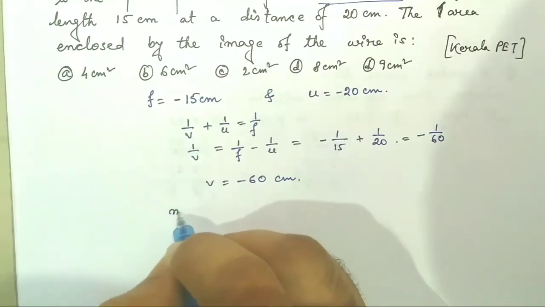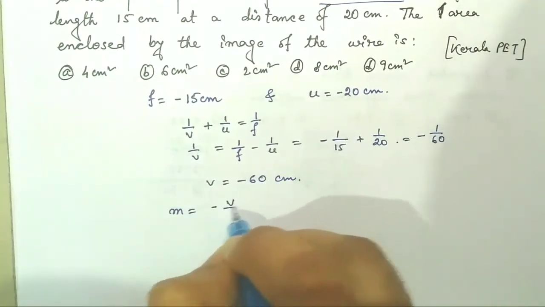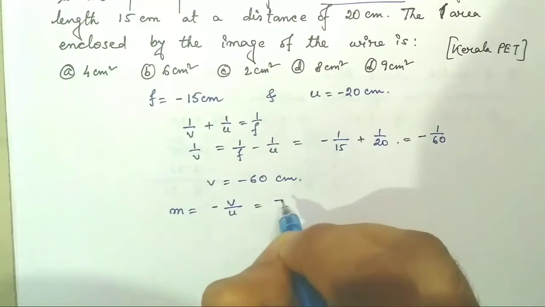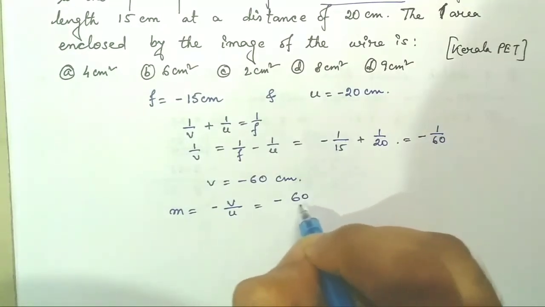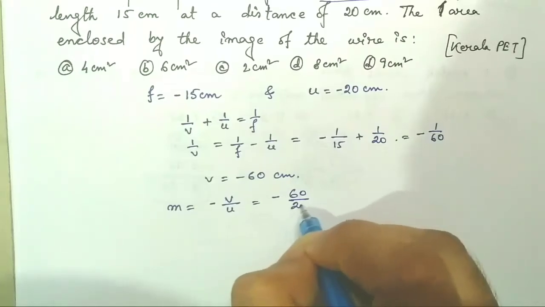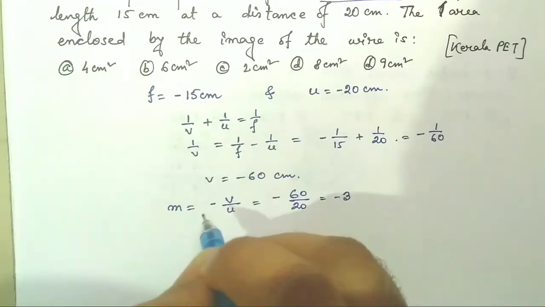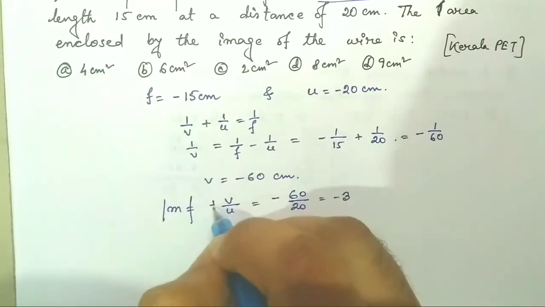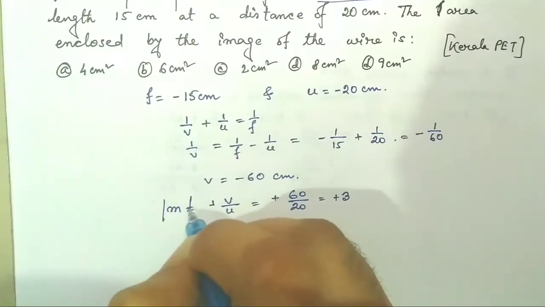So the magnification will be m equal to minus v by u, or minus v is 60 and u is 20, so minus 3, or take the modulus, so the magnification will be 3.